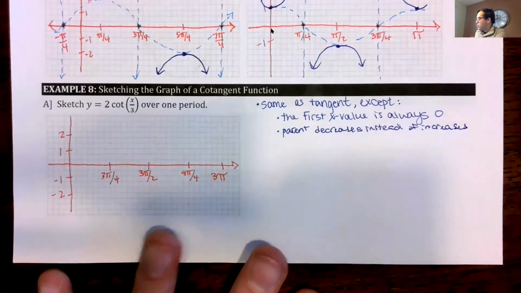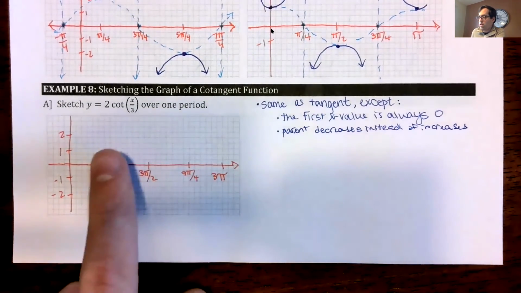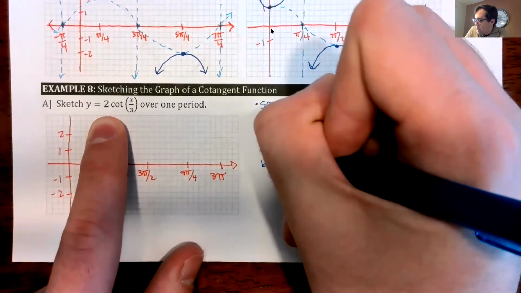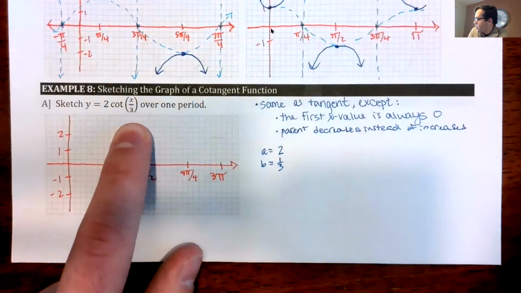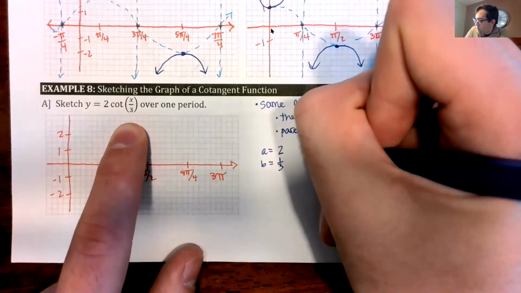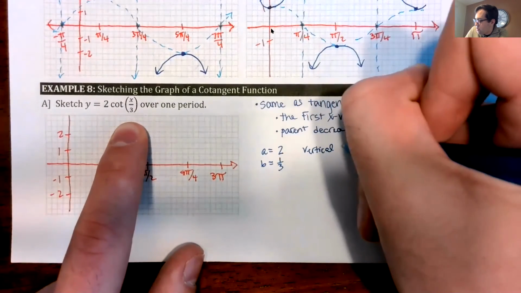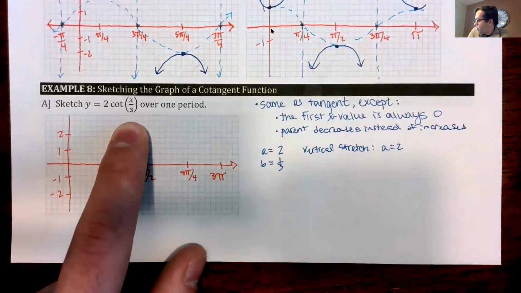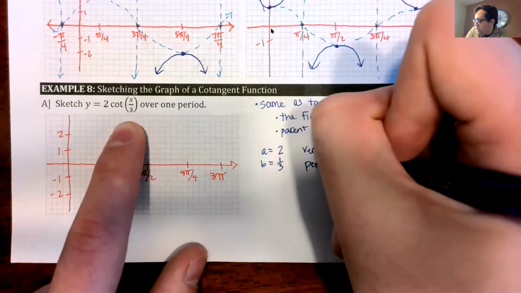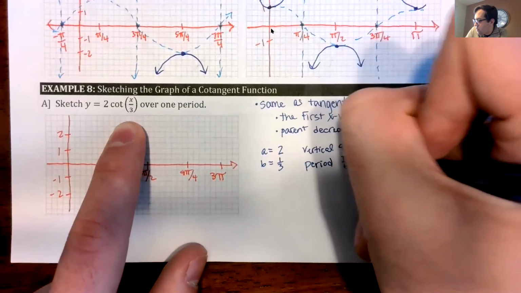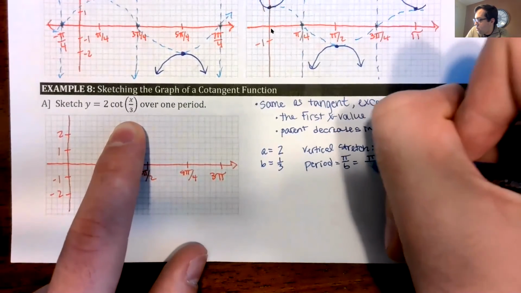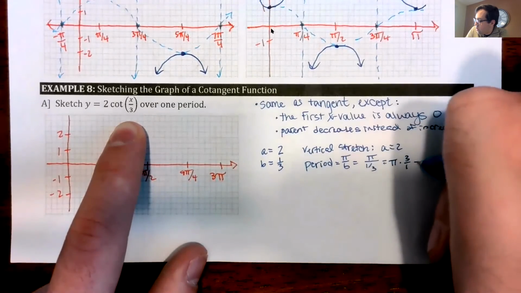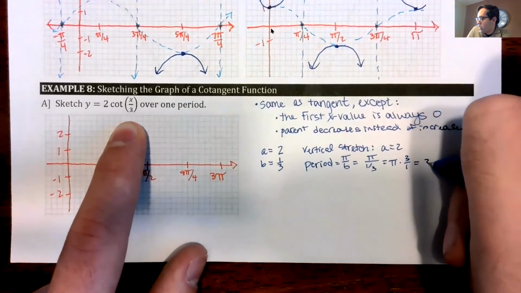Okay, so let's try this. We are going to start by identifying a and b, just like always. And I see that a is 2 and b is 1/3. So I'm going to figure out what is my vertical stretch. It's just whatever a is. So this time it's 2. My period, just like with tangent, is pi over b. So it's going to be pi over 1/3. And that means it's pi times 3 over 1. We multiply by the reciprocal, and that's 3 pi.